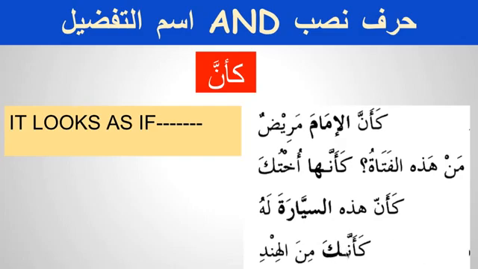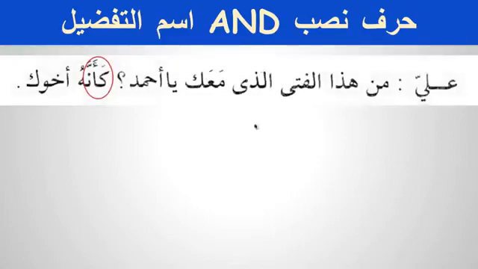Ka'annaka. So again, this is damir muttasil, mansoob. Ka'annaka. It looks as if you are min al Hind, from India. This is how ka'anna is used. So coming to our sentence, man hadal fata alladhi ma'aka ya Ahmad. Ka'annahu akhuka. So hu is ismu mansoob, and akhu is khabar ka'anna.